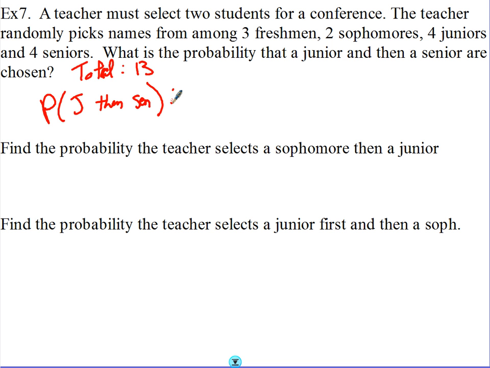Okay, first my juniors. There's 4 juniors out of 13. But if I take that junior out, there's no longer 13 total, there's only 12. And since I'm looking for seniors, I'll have 4 over 12. When I multiply and reduce, I'll get 4 over 39. That's the probability.